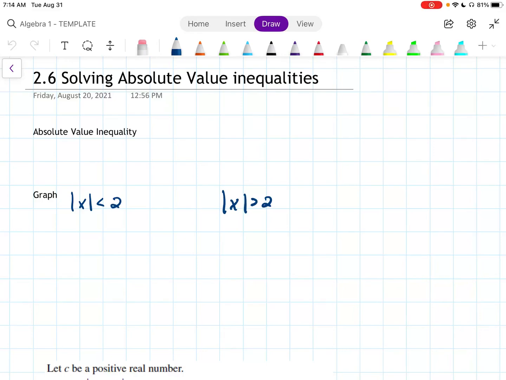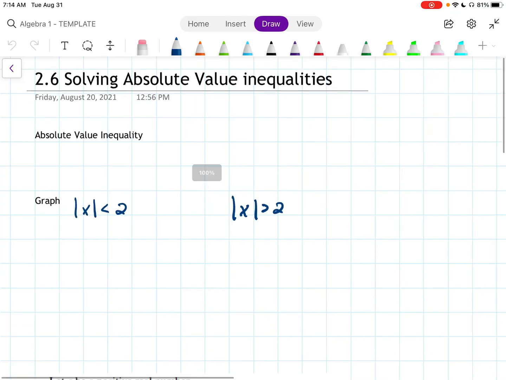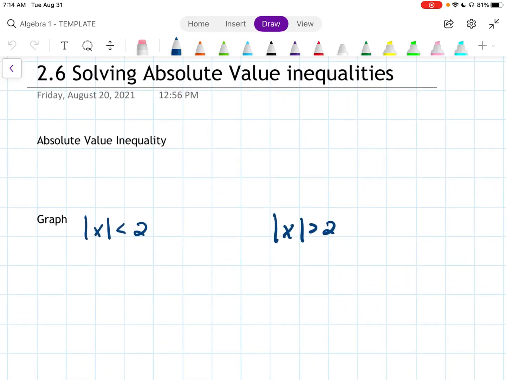All right, 7.6, solving absolute value inequalities. So an absolute value inequality is exactly what it sounds like. It's an inequality with an absolute value in it. Now we dealt with these in chapter 1, and we know that there's some special rules that we have to use whenever we graph these, whenever we solve them.